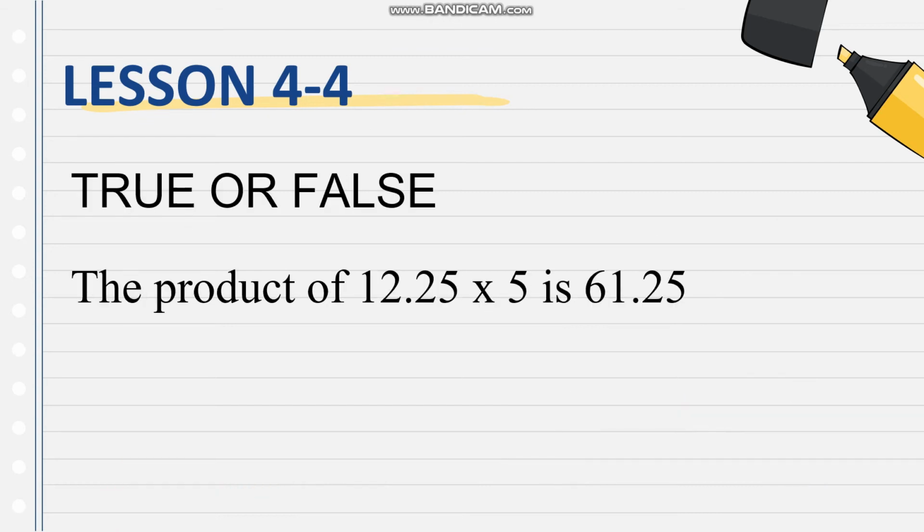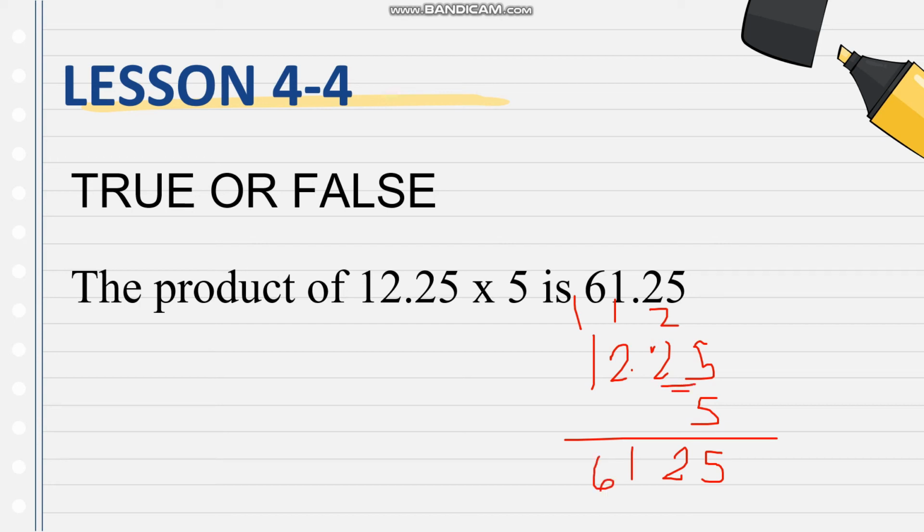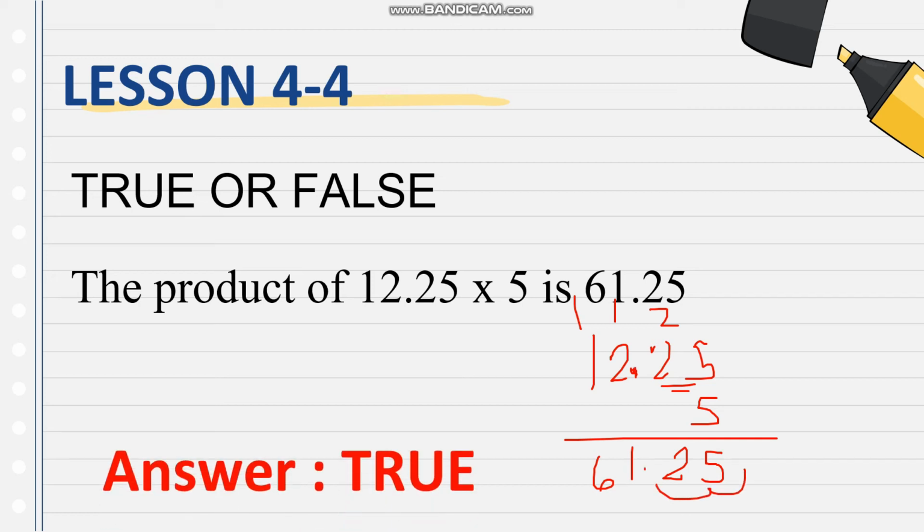That's next. True or false? The product of 12.25 multiplied by 5 is 61.25. So if we're going to multiply 12.25 multiplied by 5, so 5 times 5 is 25, regroup 2. 5 times 2 is 10 plus 2 is 12, regroup 1. 5 times 2 is 10 plus 1 is 11, regroup 1. 5 times 1 is 5 plus 1 is 6. Then how many decimal places do we have? We have 2, so 1 and 2. So the answer is 61.25, and that is correct.